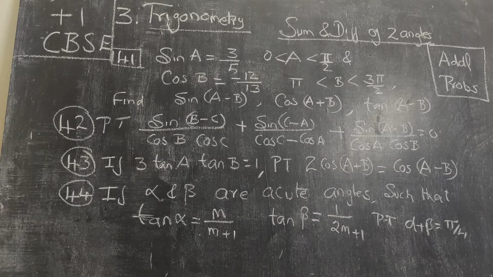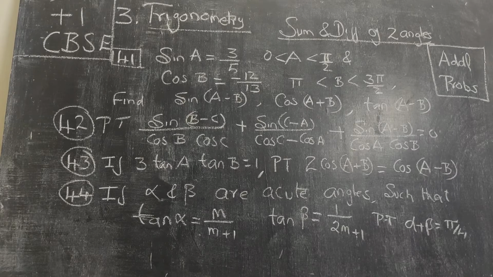Next question, question number 42: prove that sin of B minus C divided by cos B cos C, plus sin of C minus A divided by cos C cos A, plus sin of A minus B divided by cos A cos B, equal to 0. Question number 43: if 3 tan A tan B equal to 1, prove that 2 times cos of A plus B equal to cos of A minus B.